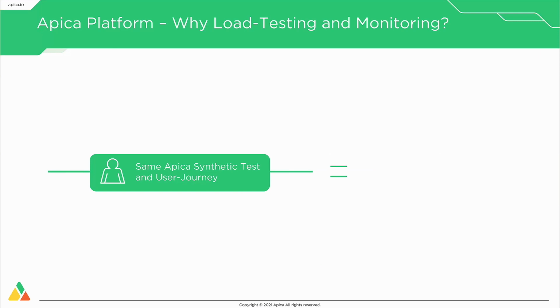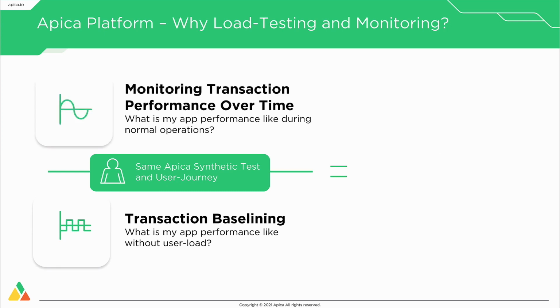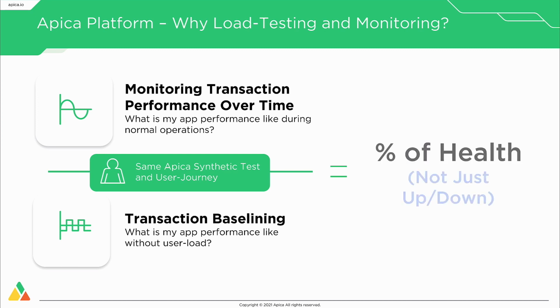So the Apica platform, why load testing and monitoring? We use the same Apica synthetic test for all of our user journeys. We do transaction baselining. So again, what does my app performance look like without user load? And then we monitor the transaction performance over time with those same scripts so that we can understand what my app performance is like during normal operations. The output of that is a percentage of health, not just up or down.